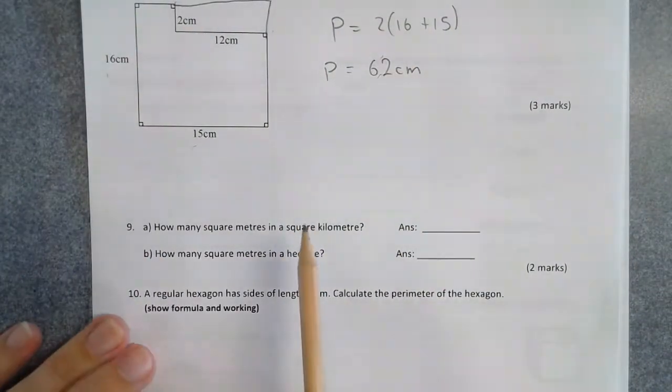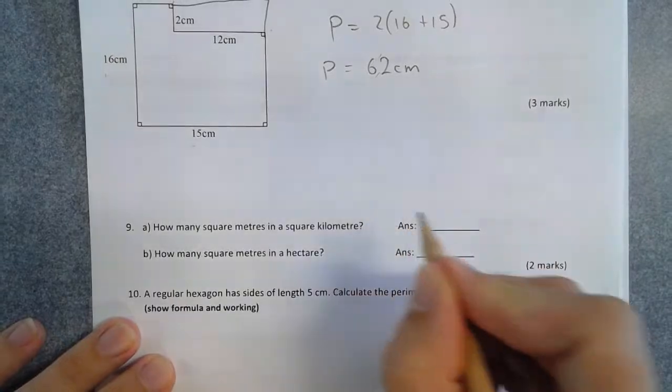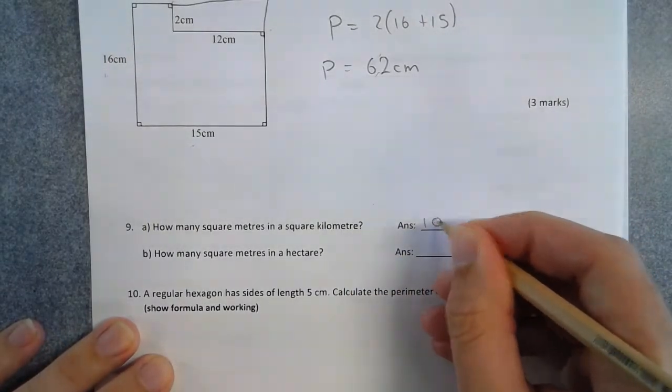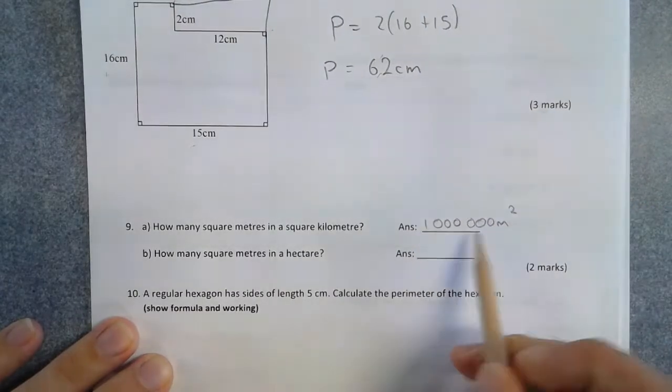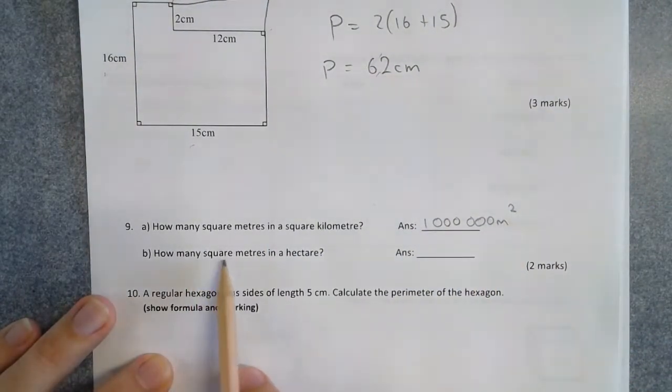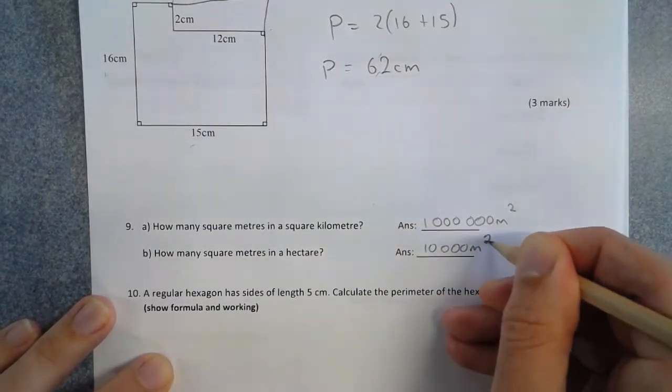Number 9. How many square metres in a square kilometre? Well, that would be 1,000 times 1,000. So that would be 1 million square metres. 1,000 times 1,000. How many square metres in a hectare? And a hectare is 10,000 square metres.